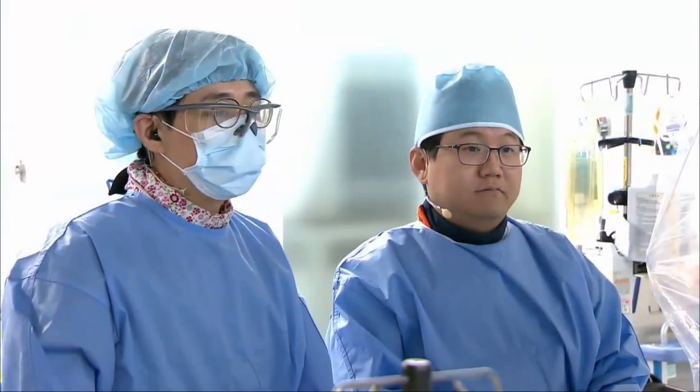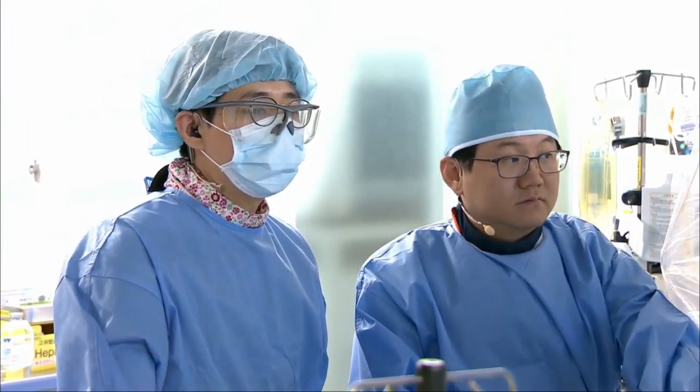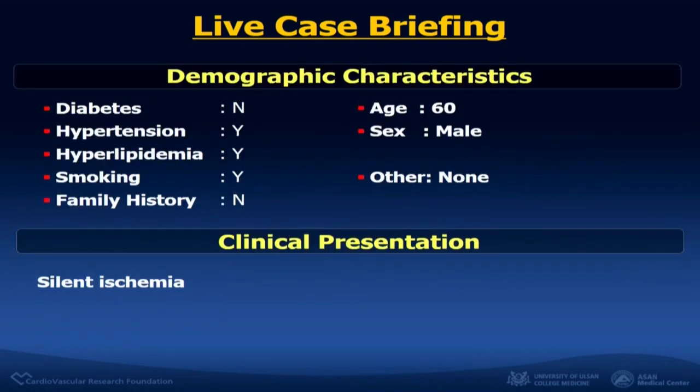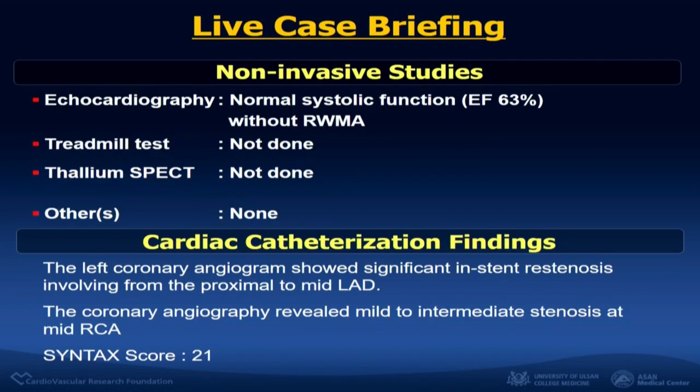This case is a 60-year-old male admitted for evaluation of an abnormality on CT coronary angiography. He underwent PCI at the proximal to mid-LAD 9 years ago in another hospital. The CT coronary angiography showed significant in-stent restenosis in the mid-portion of the stent and mild to intermediate stenosis at the proximal to mid RCA. He has a past medical history of hypertension, hyperlipidemia, and smoking. Clinical presentation is silent ischemia. So can you see the coronary angiogram?